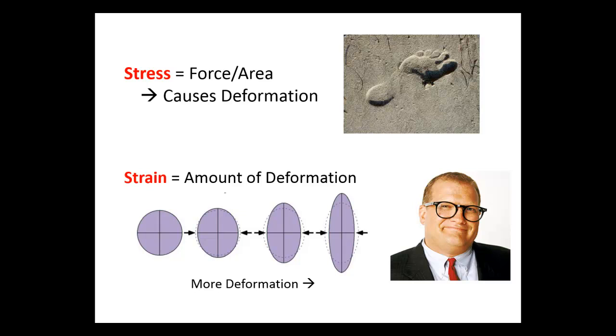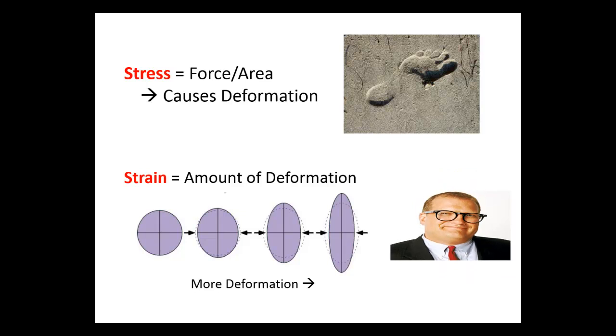Strain is just a fancy term for amount of deformation. The key property of strain is that it can be quantified. That is, we can say that something has more strain than something else, and we can say by how much. For example, the circle is progressively strained to a higher and higher degree in these drawings.